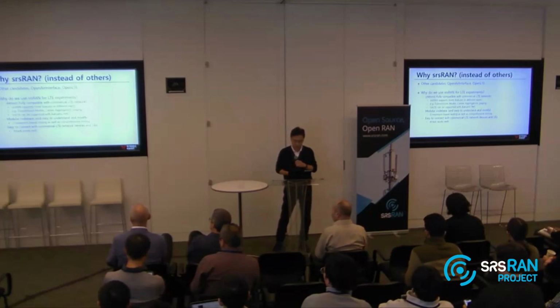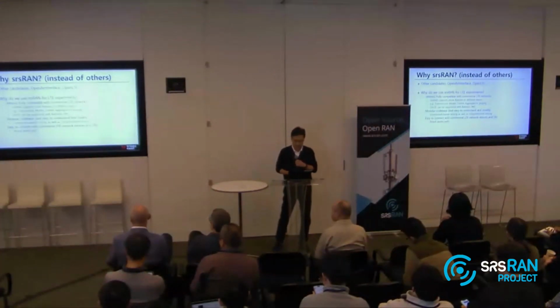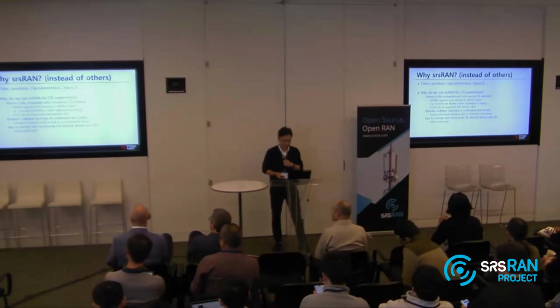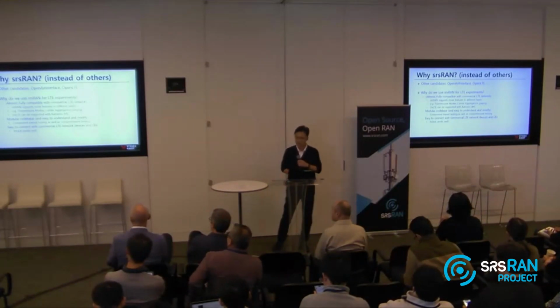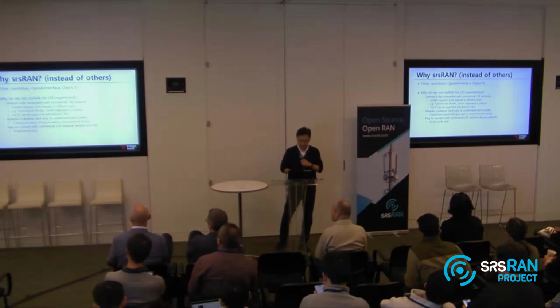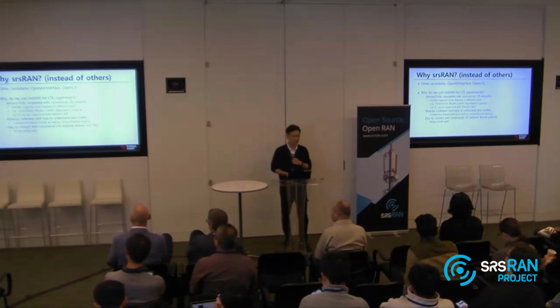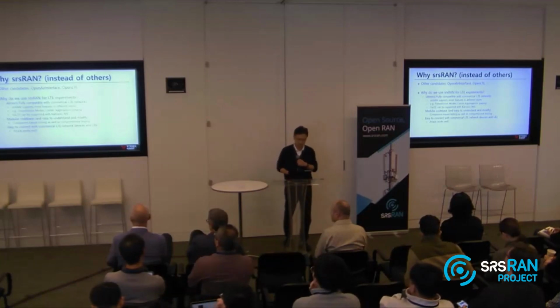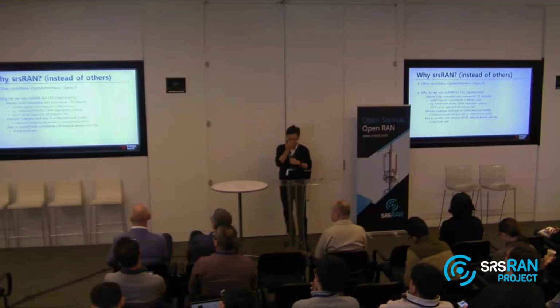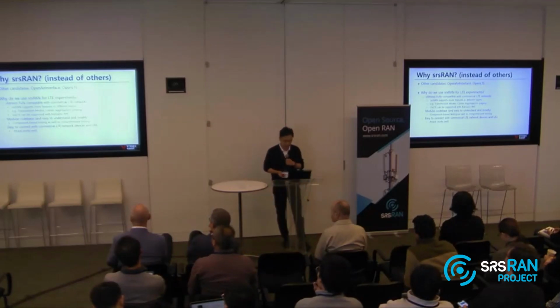And srsRAN supports more features in different layers, such as transmission modes, carrier aggregation, and paging, while most other competitors don't. And VoLTE also can be supported with the Chameleon IMS. So in some sense, actually, SRS has almost all the options. So it was actually useful for us to test the other things.